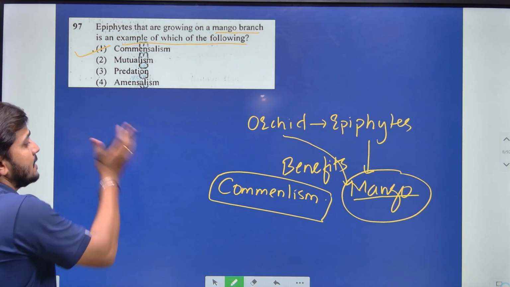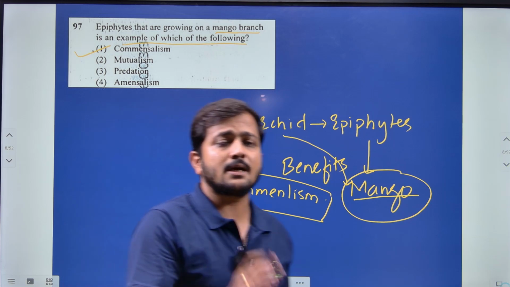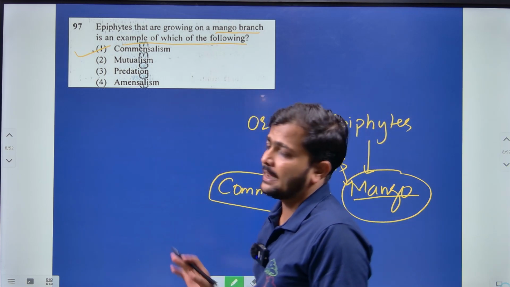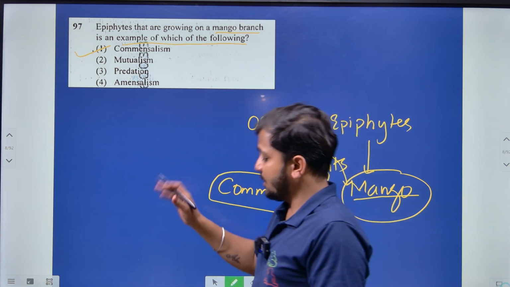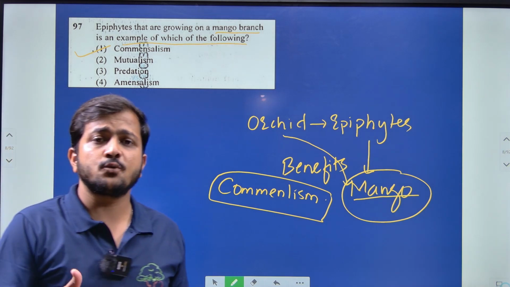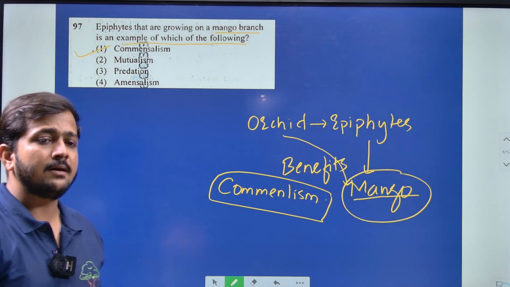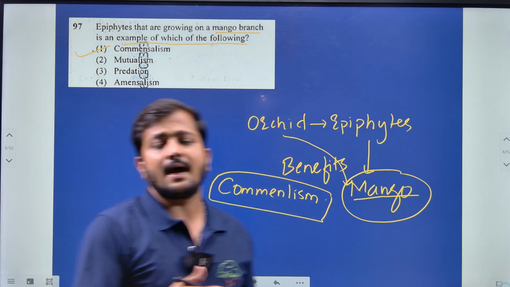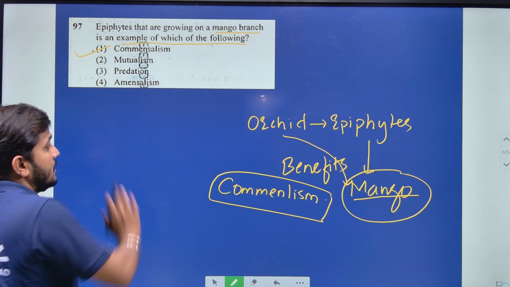In mutualism, what are we going to see? Both of the organisms are benefited from each other, right? For example, consider lichen. Now, predation: one of the stronger animals feeds on the weaker organism, right? So the predator will feed on the prey. Consider a lion and deer, or a tiger and deer. That is predation.